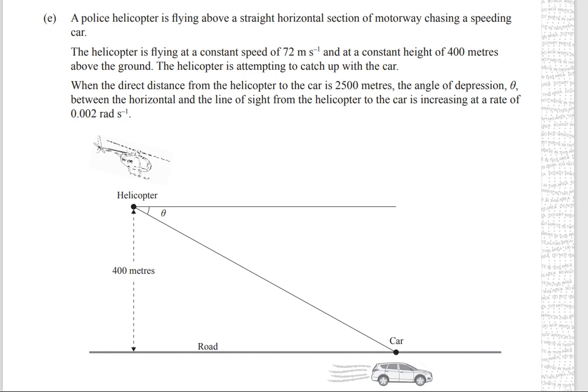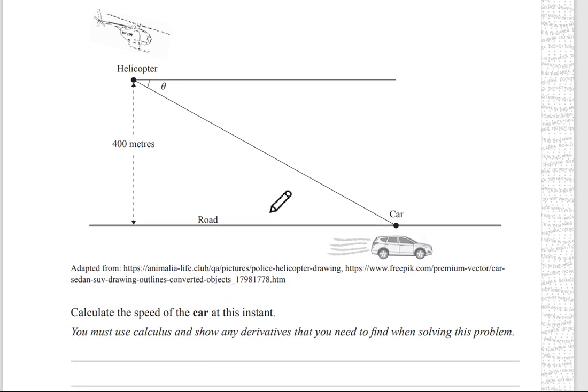A police helicopter is flying above a straight horizontal section of motorway chasing a speeding car. The helicopter is flying at a constant speed of 72 meters per second and a constant height of 400 meters above the ground. The helicopter is attempting to catch up with the car. When the direct distance from the helicopter to the car is 2,500 meters, the angle of depression theta between the horizontal and the line of sight from the helicopter to the car is increasing at a rate of 0.02 radians per second. So the question is, find the speed of the car at this instant.